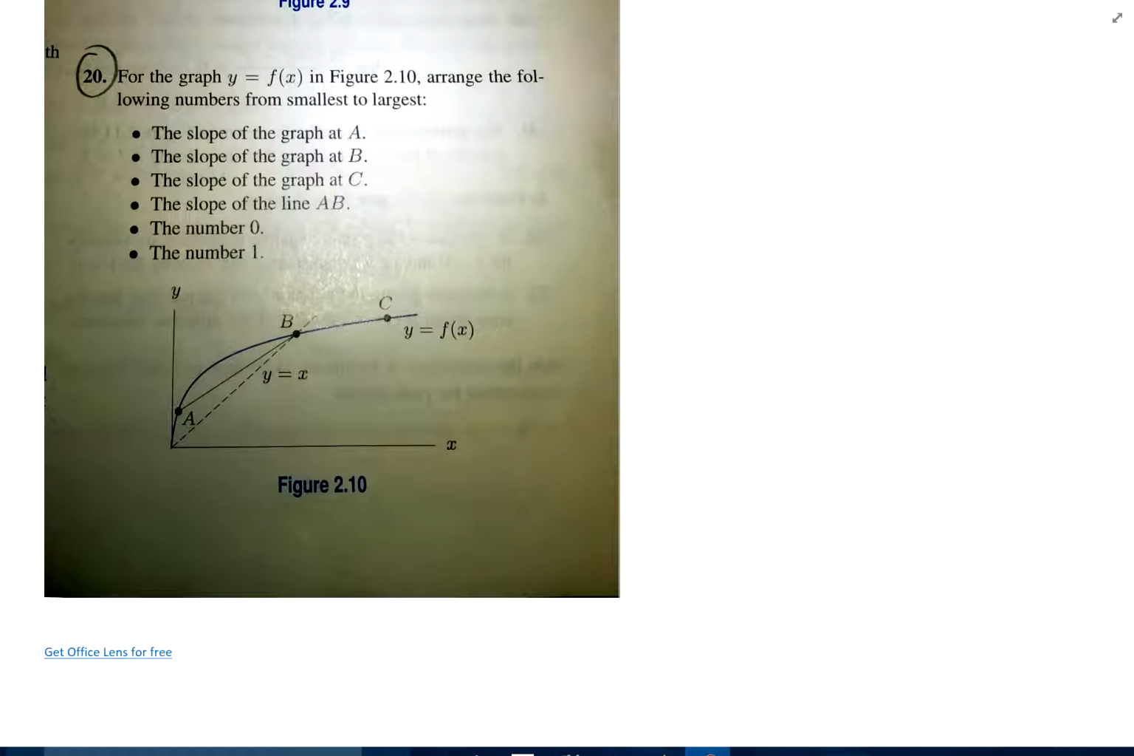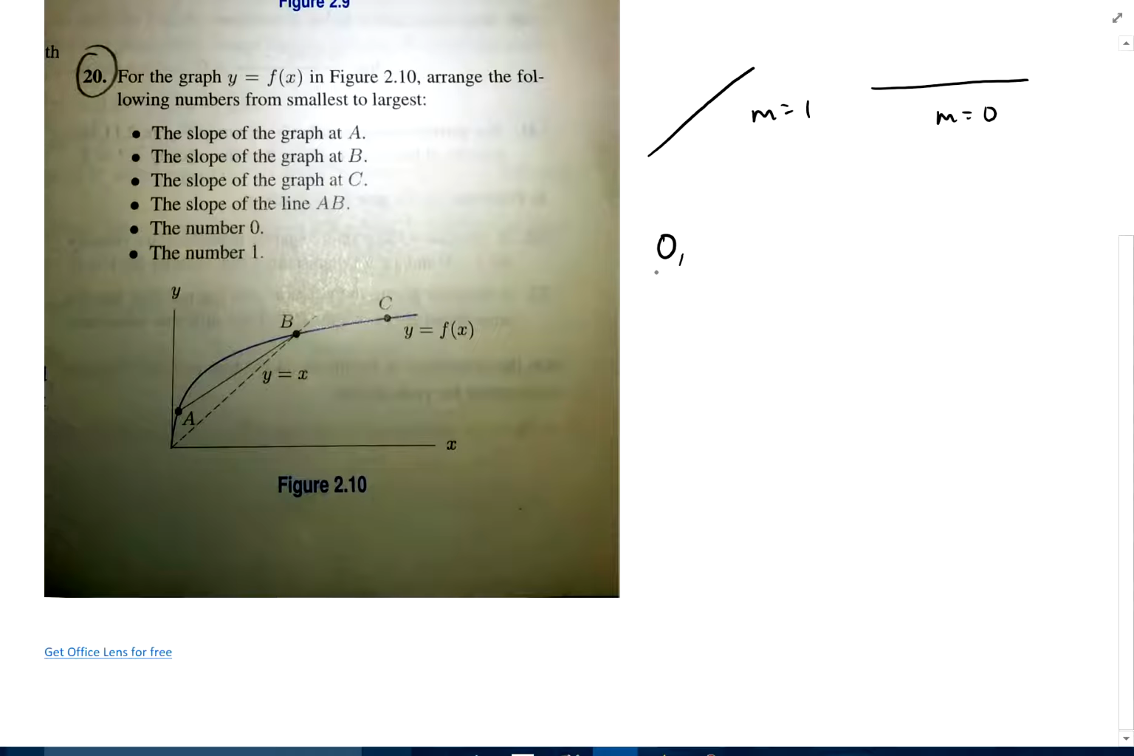Okay, number 20. We got the graph of f of x here. We want to arrange the following from smallest to largest. I'm looking at 0, 1. Remember, a slope of 1 is 45 degrees. That slope is 1. Horizontal line slope is 0. And everything on this curve is positive. So the number 0 will be the smallest.